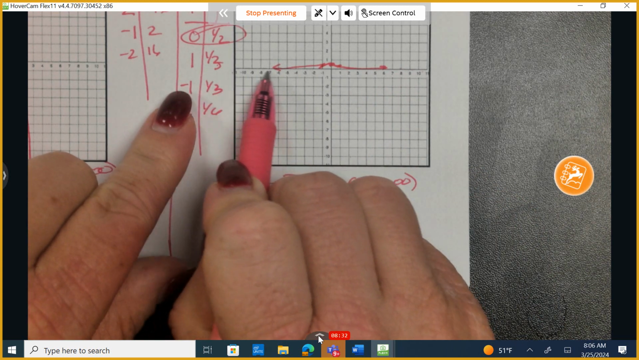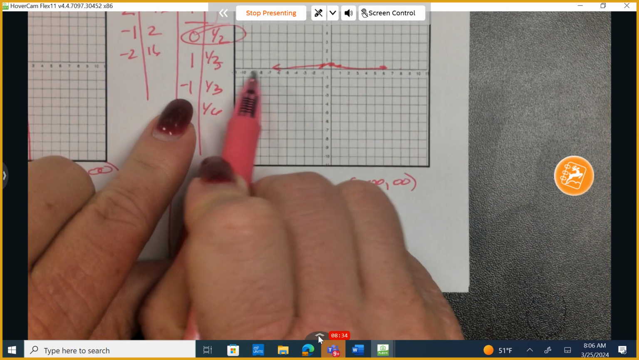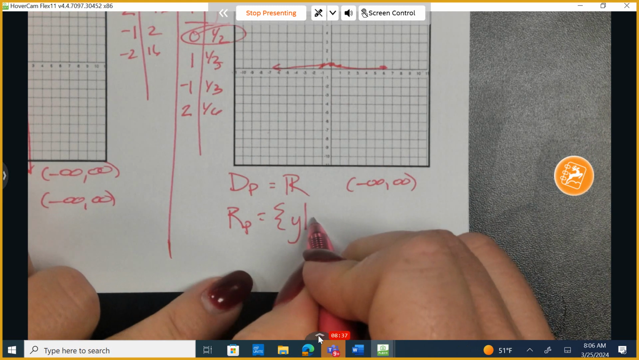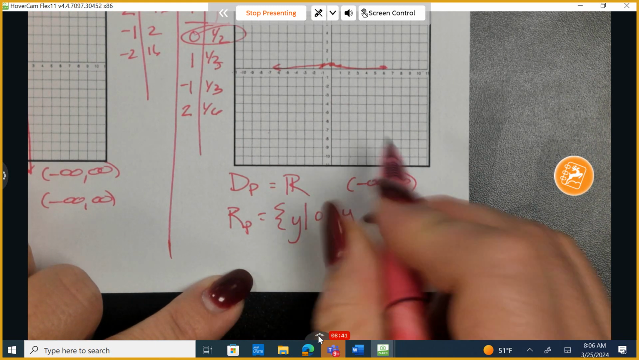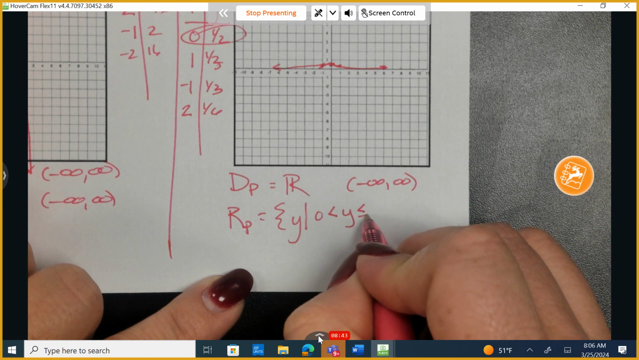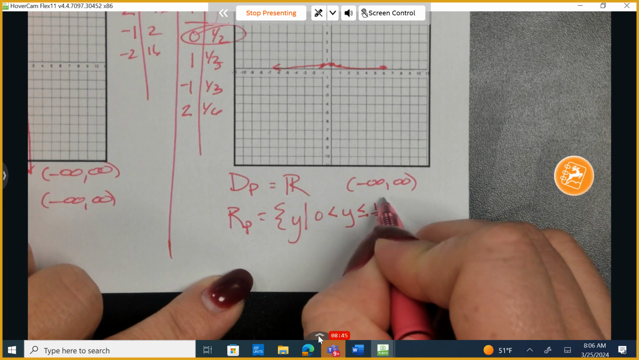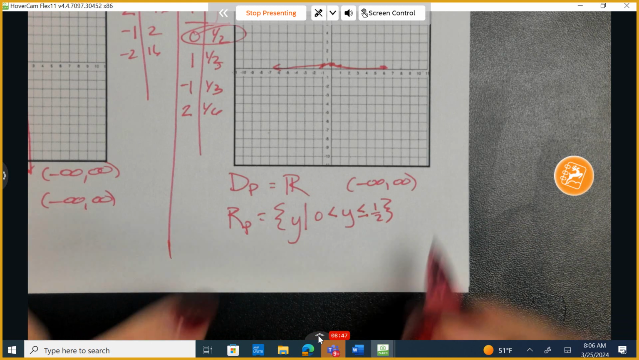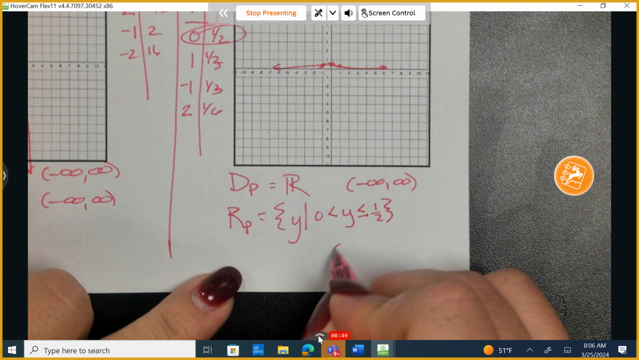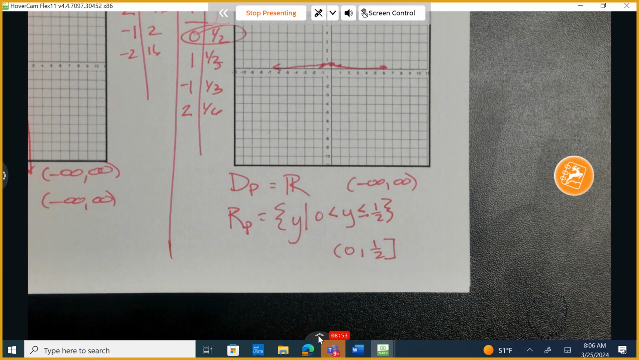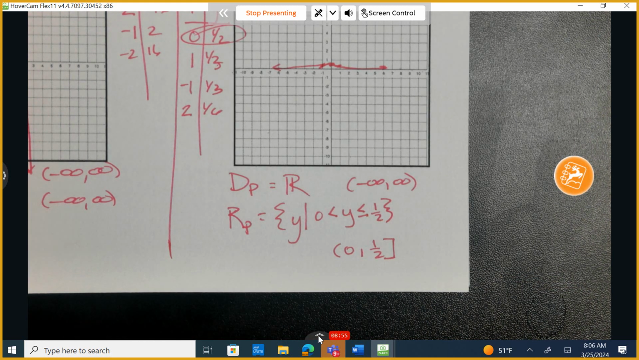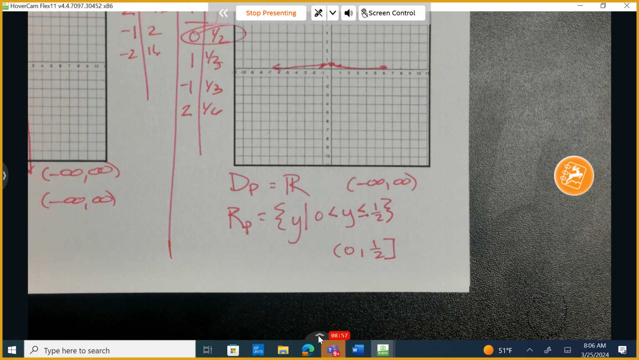There is a horizontal axis here. It's never actually going to touch 0. So the range is going to be greater than 0, y's are greater than 0, and less than or equal to 1/2. Another way to write it in interval notation is we're going to go from 0 all the way up to 1/2, but we are going to include 1/2. There's actually a point where a y value is equal to 1/2.